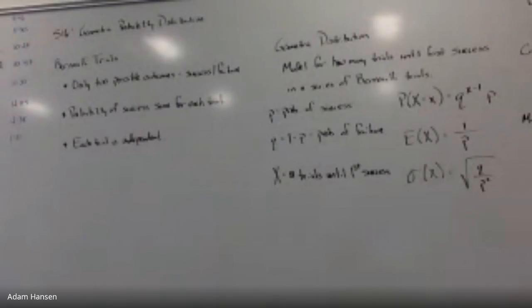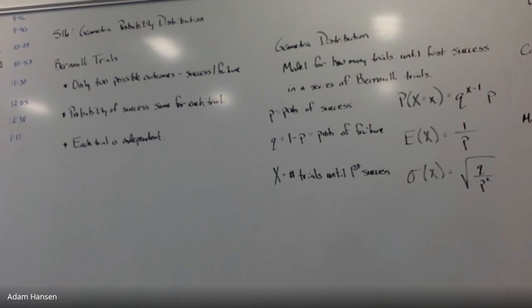The probability of success is the same for each trial. The probability it happens remains the same for all the different events within the trial. And then each trial is independent. Bernoulli trials are the events of the distribution. So those are the criteria for each of the two.